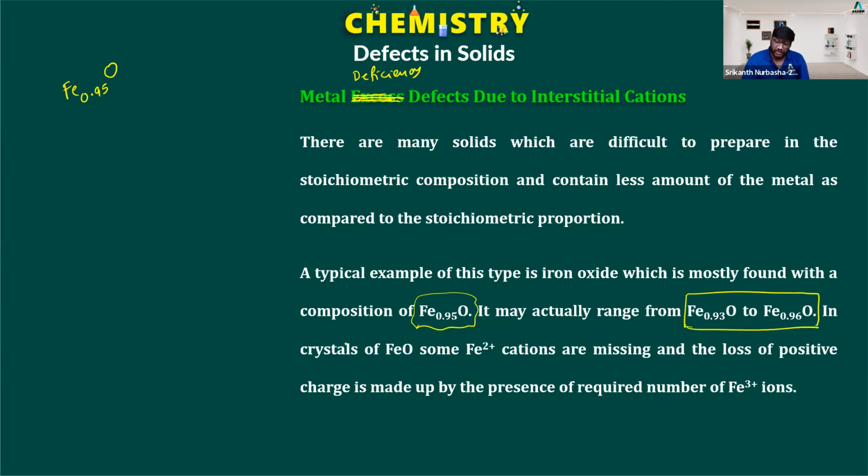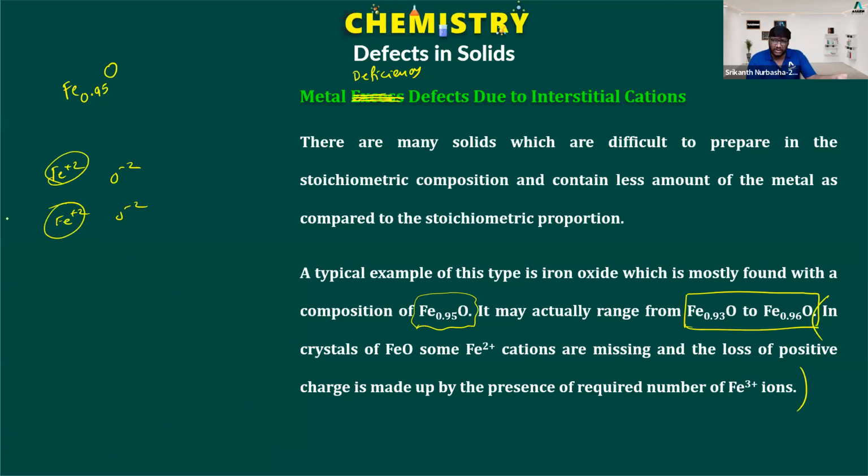Stoichiometry is not present. In crystals of FeO, some Fe+2 cations are missing, and the loss of positive charge is made up by the presence of the required number of Fe+3. Understand this last point carefully. We have FeO crystals, Fe+2, O2-, Fe+2, O2-. Like that, we have the ions placed. In crystals of FeO, some Fe+2 are lost.